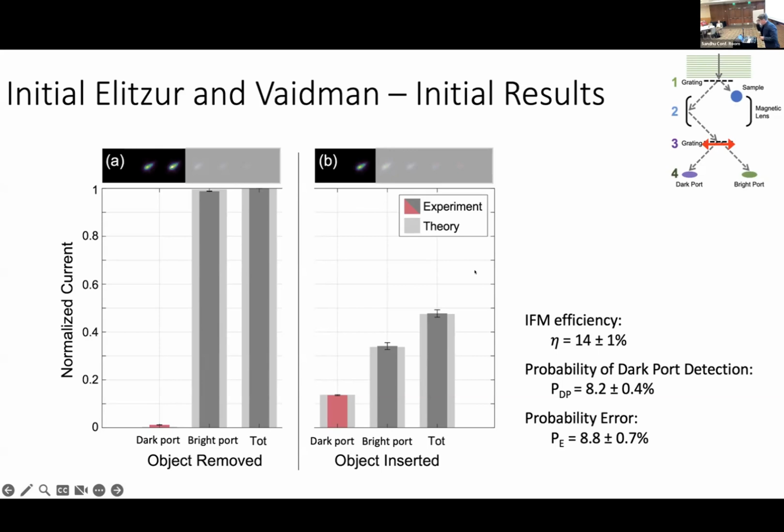Now, if we calculate the efficiency, it was only 14%. So the IFM efficiency was 14%, but that's still maybe of interest for our ultimate goal here. But our probability for an error was still at 8%. So if we got a click in our dartboard, we might erroneously determine that there was an atom there.